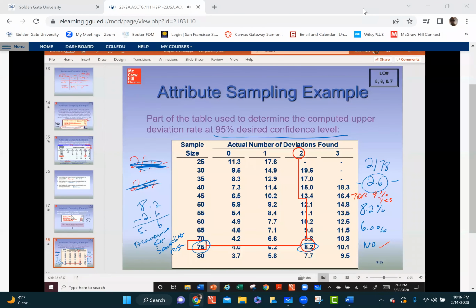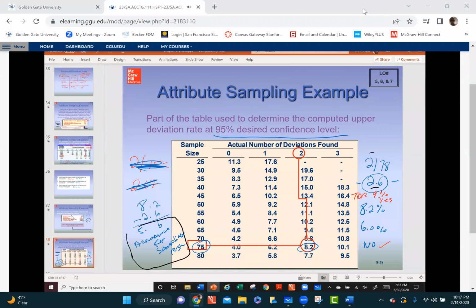And you look to the number of deviations you found, you find your sample size, and that intersection is your upper deviation rate. Now remember, we had what? We had only 2 deviations. We only had a 2.6% deviation rate in the sample, right? Okay, 2 divided by the 78. So we have a difference of 5.6%.